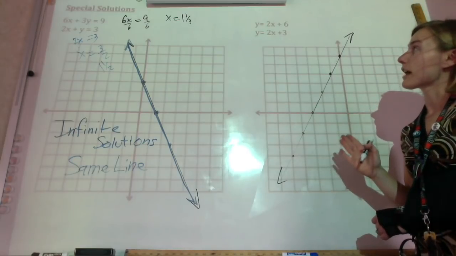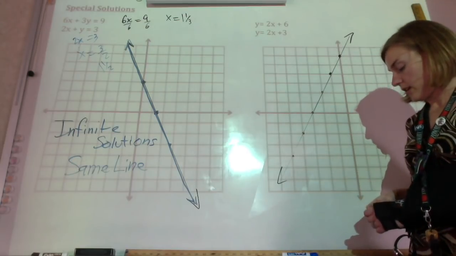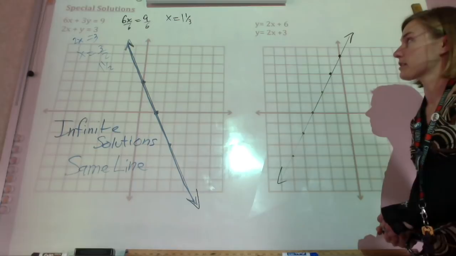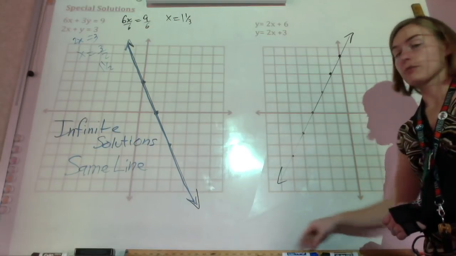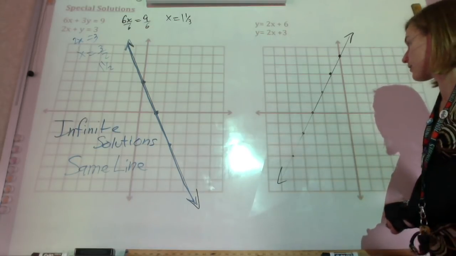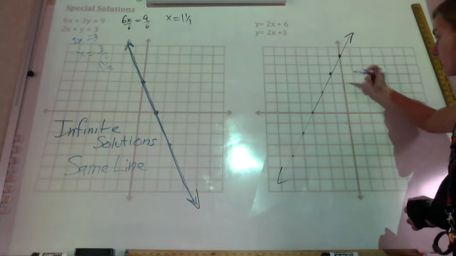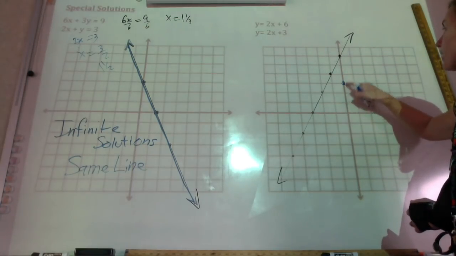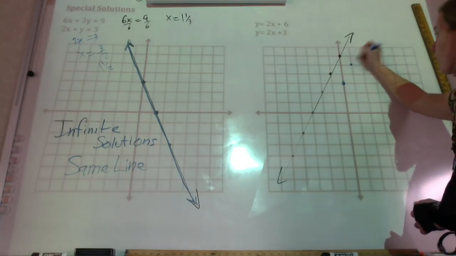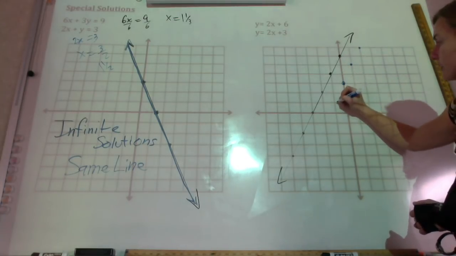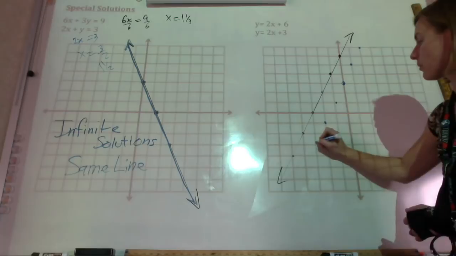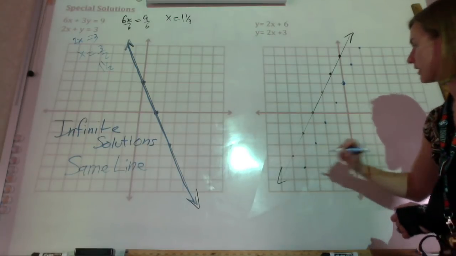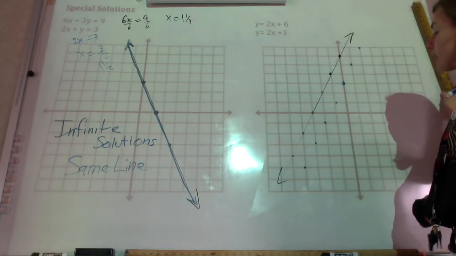So we now need to graph the second equation. We have y equals 2x plus 3. Since that's in slope-intercept form, we're going to start at positive 3 on the y-axis. Then the slope is 2. So I'm going to go up 2 over 1, or I could go down 2 to the left 1 if I wanted to. And that's definitely enough points for us to draw a line. Let's draw that in.